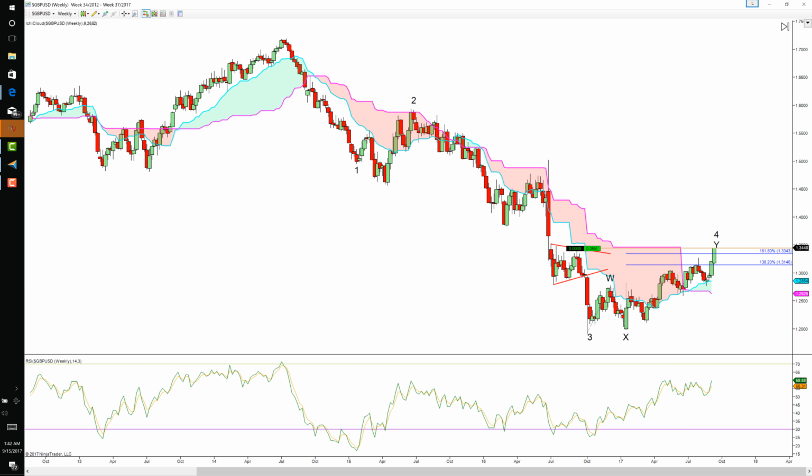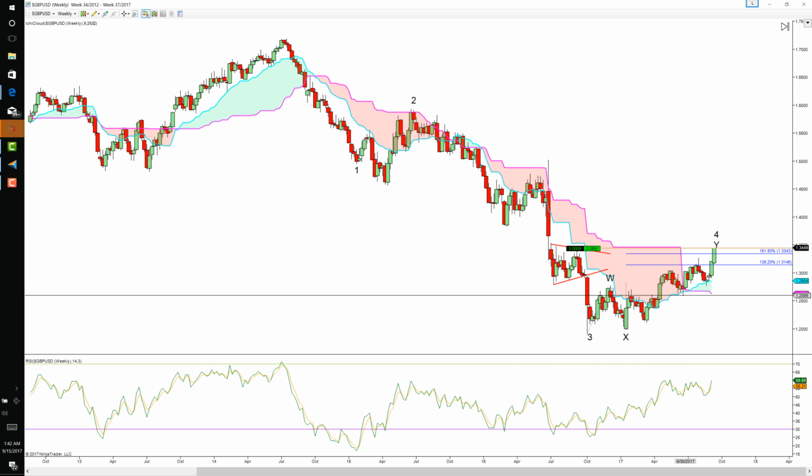And if this is the top of wave 4, it can either be an A, B, C of 4 or a W, X, Y of 4. Right now I have it as a W, X, Y, but it can also be a 3-wave move for A, a 3-wave move for B, and then a 5-wave move for C. So A, B, C for 4 here, and then 5, which literally found critical resistance right at this Ichimoku cloud resistance line.